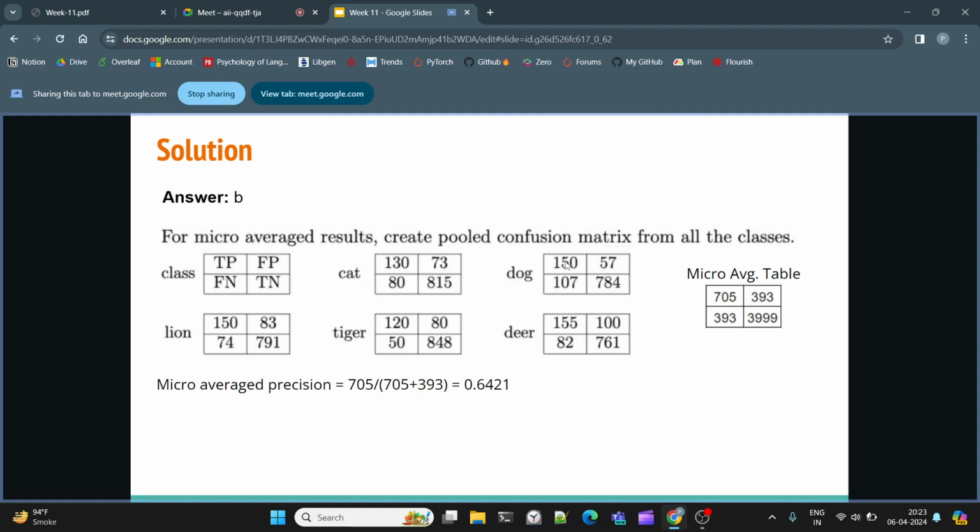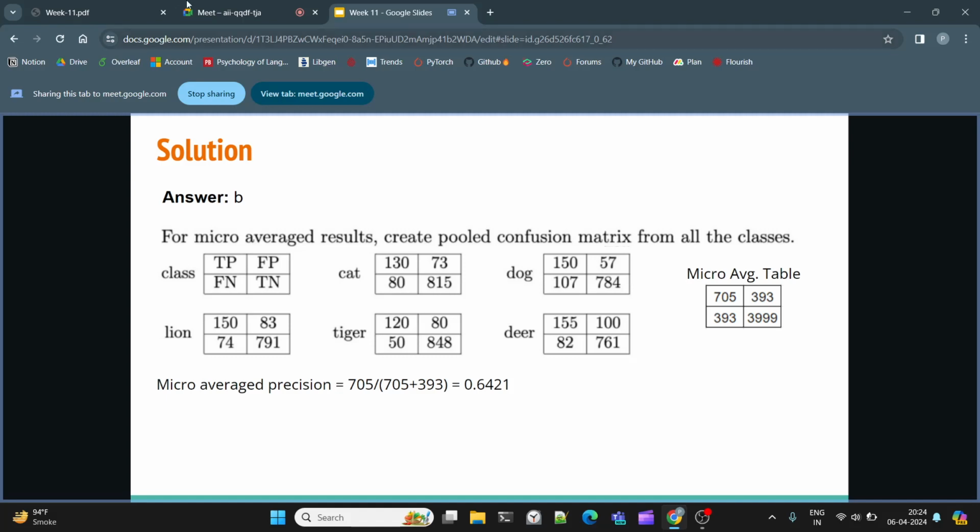So we sum up all the true positives: 130 plus 150 plus 150 plus 120 plus 155 gives you 705. Similarly, all the false positives, 73, 57, 83, 80, 100, give you 393. Similarly, you sum up the corresponding false negatives for all the classes, and that gives you this value. The true negatives for all the classes give you this value. By doing this you get the micro average table. After this it's the same: you apply the precision formula. It would be 705 divided by 705 plus 393, which gives you 0.6421, the precision value.